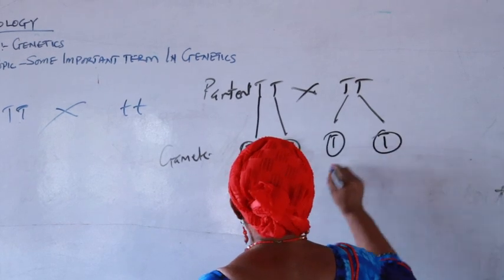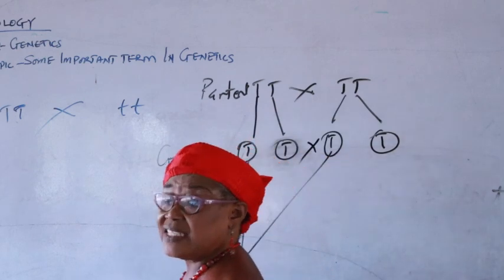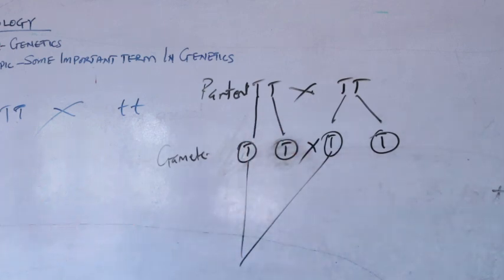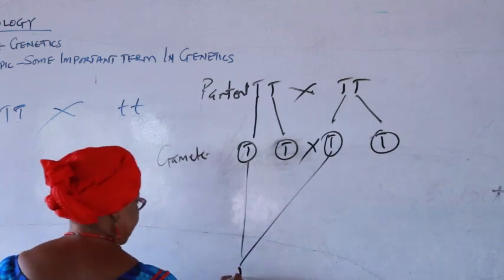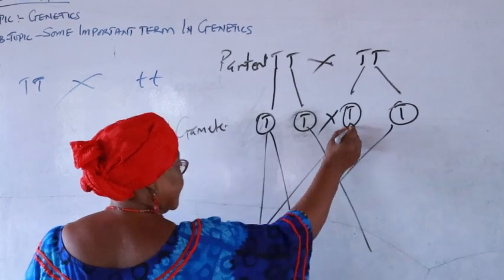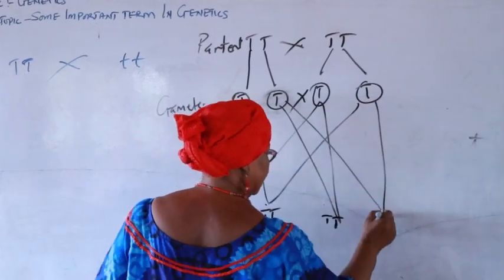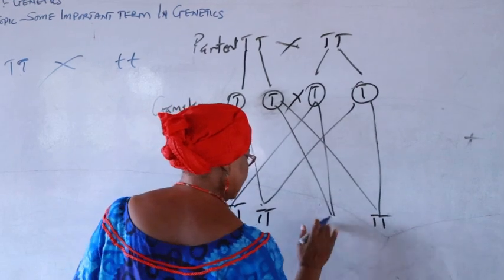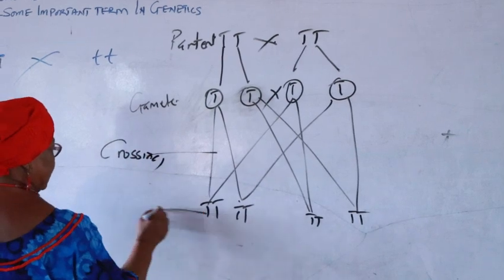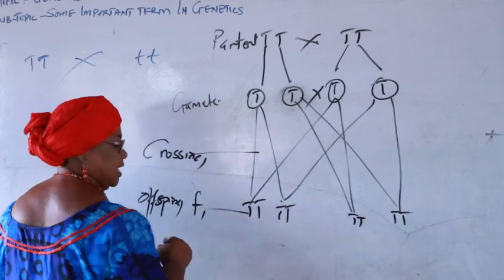That is for several years. And when you cross, please, this shows crossing. You must indicate the crossing. And remember, it is via meiosis. So this is crossing, and this is the offspring, and that is the first filial generation.